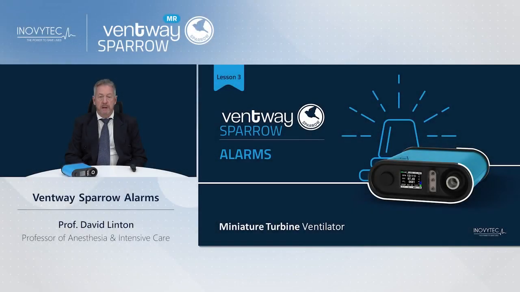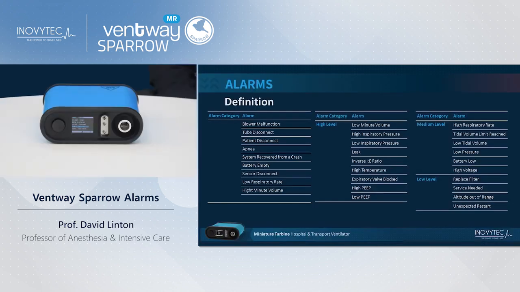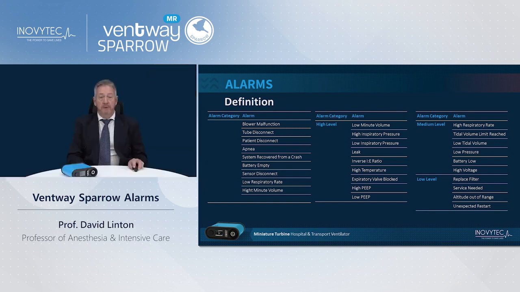I'm now going to describe to you the alarms settings on the Ventway Sparrow miniature turbine ventilator by Novitec. In the main menu, as you can see on the screen, you will go to the alarms setting. There are high level, medium level and low level alarm settings. The high level will determine the sound and the color. It will be red and the loudest.